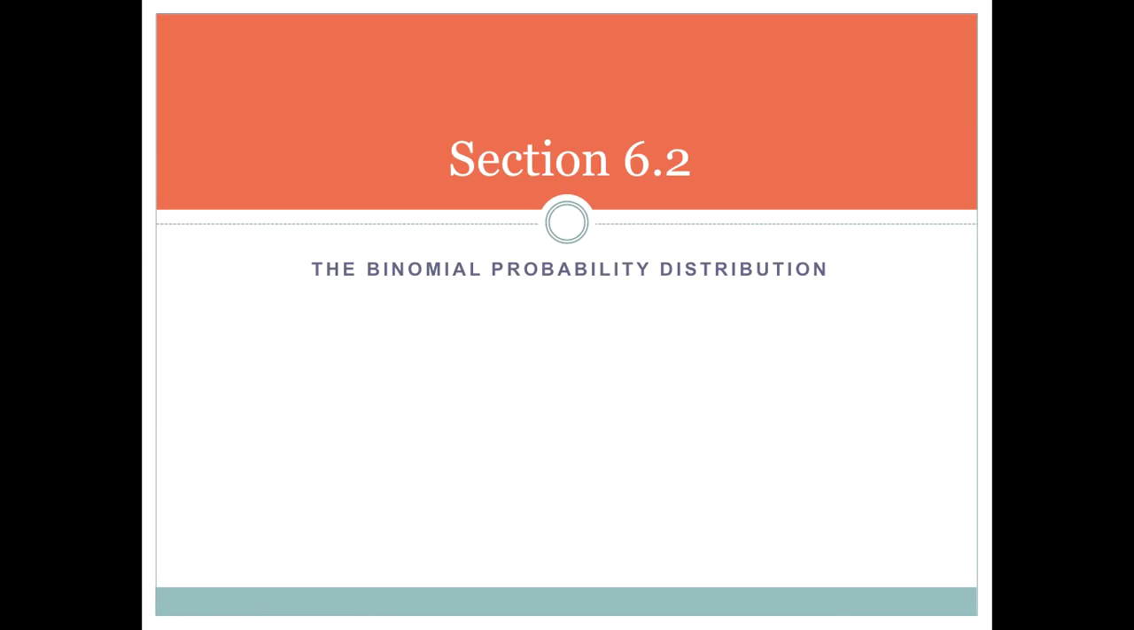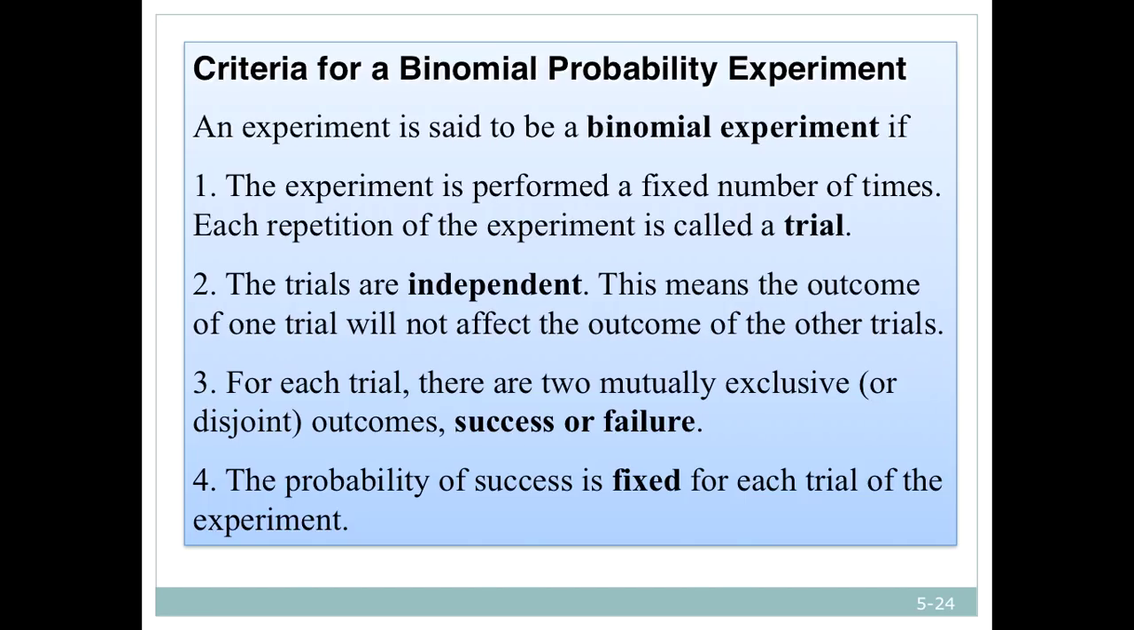Okay, so now we're going to take a look at section 6.2, which goes through the binomial probability distribution. There are several criteria that have to be met in order for us to talk about something that's a binomial probability experiment. An experiment is said to be binomial if these four things are true. The experiment is performed a fixed number of times.